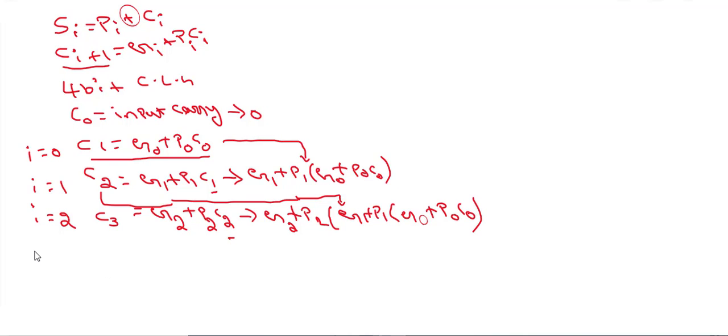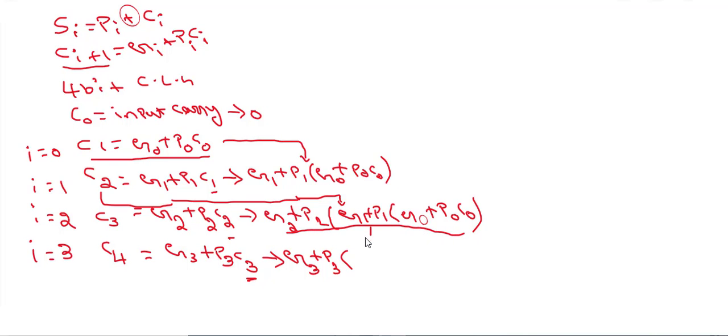Similarly you can go for i equal to 3. For i equal to 3 we call it C4, and it is nothing but G3 plus P3 into C3. If you expand this, first write G3 plus P3 as it is and go for C3. C3 is this portion, take it here, so your answer becomes G2 plus P2 of G1 plus P1 of G0 plus P0 C0.